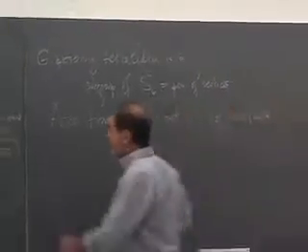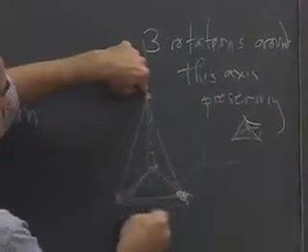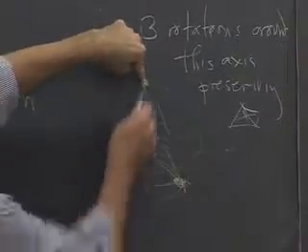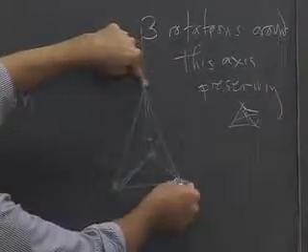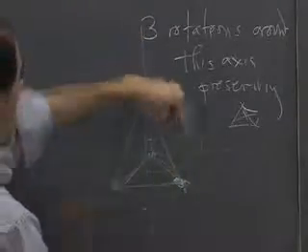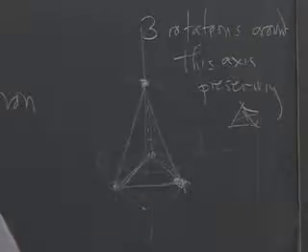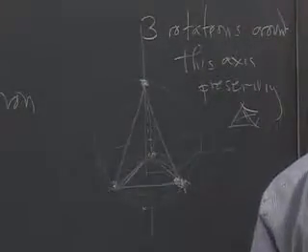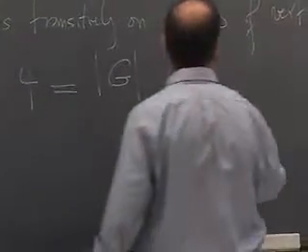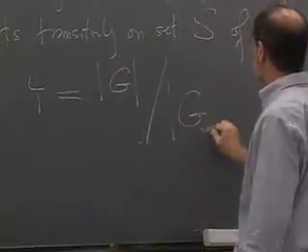Because just taking the 3 rotations around the axis going through here permutes these 3 vertices transitively. And if I want to show that these 3 vertices are in the same orbit as this vertex, I take, say, rotation around this axis, and that permutes these 3 vertices transitively. So I can get from any vertex to any other vertex with some element in this group. Okay? So that's the transitive action. So therefore, 4 has to be equal to the order of G divided by the order of G stabilizing a vertex.